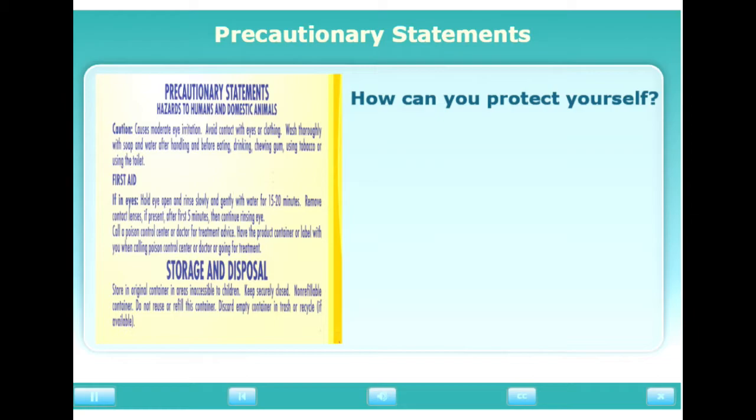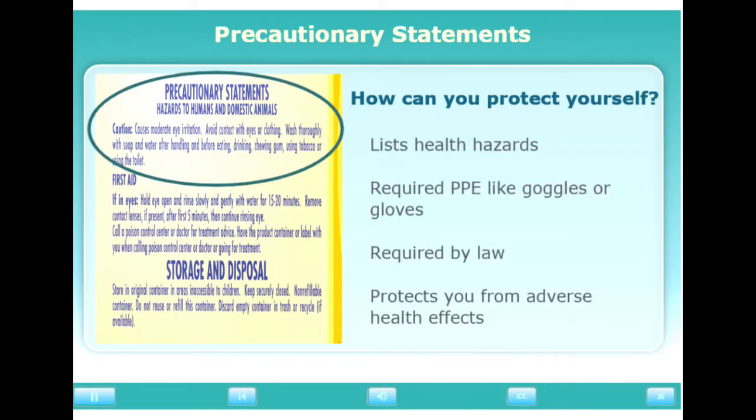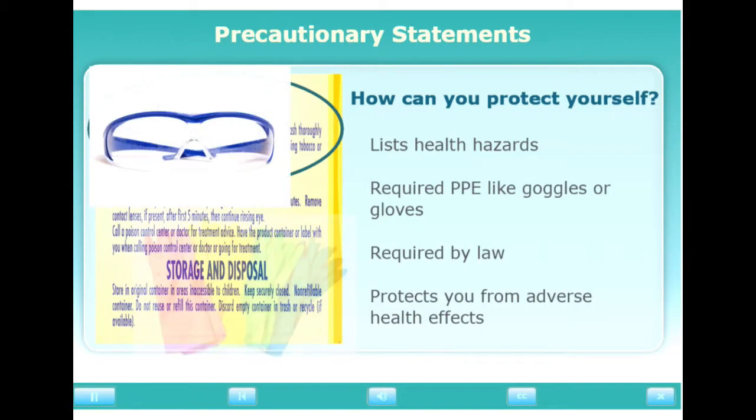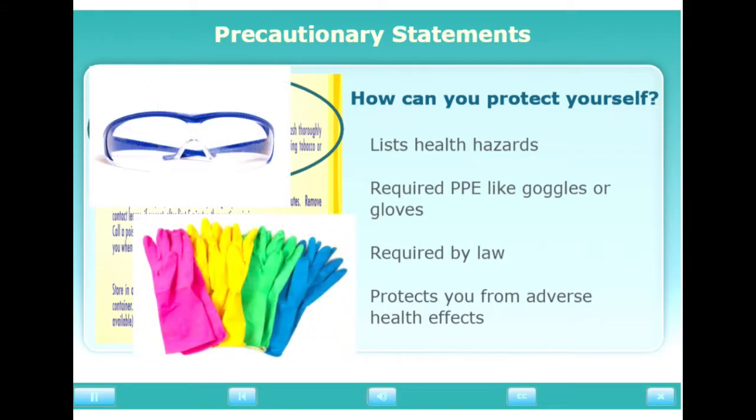The precautionary statements on a pesticide label will tell you the potential health hazards from exposure to the product and how you can use the product safely. It will tell you about any special precautions you need to take, as well as any extra protections needed for children or pets. For example, you may need to use protective equipment like goggles or gloves when preparing or using the product. If the label states that protective equipment is required, it is because the product can hurt you if it gets on your skin, in your eyes, or in your lungs. This protective equipment is required by law and is meant to protect you from adverse health effects.